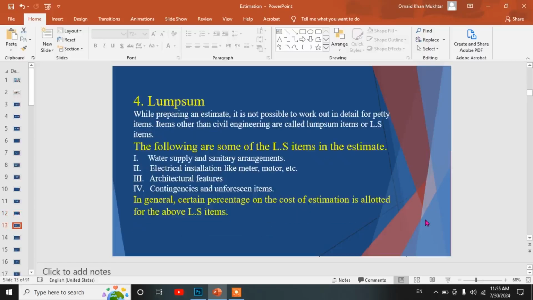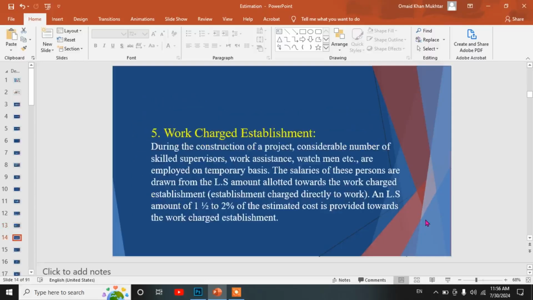Fourth, lump sum. While preparing an estimate, it is not possible to work out in detail for petty items. Items other than civil engineering are called lump sum items or LS items. The following are some of the lump sum items in the estimate: water supply and sanitary arrangements, electrical installation like meter, motor, etc., architectural features, contingencies in unforeseen items. In general, a certain percentage of the cost of the estimate is allotted for the above LS items.